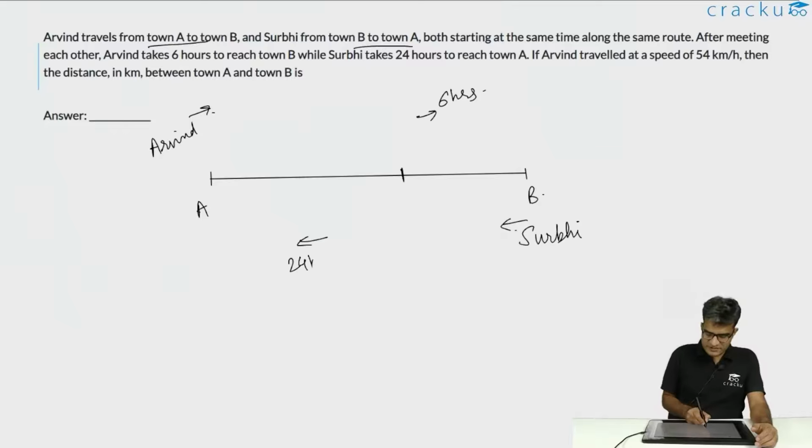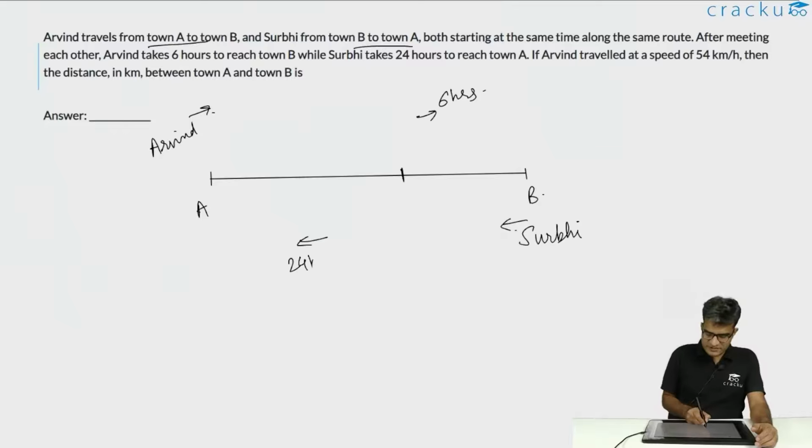That will be the square root of the inverse of the times taken by them. What is the time taken by Surbhi? It is 24. What is the time taken by Arvind? It is 6. So the ratio of their speeds is 2. We are given that the speed of Arvind is 54 km per hour. So if the speed of Arvind is 54 km per hour, the speed of Surbhi is 27 km per hour.